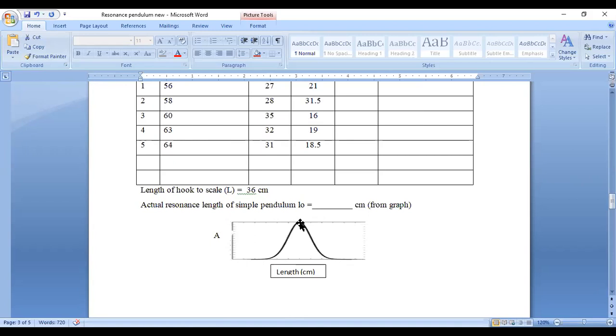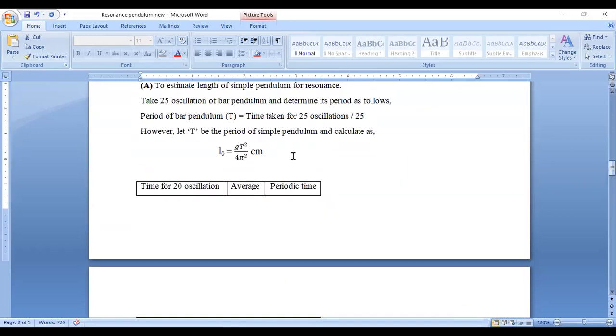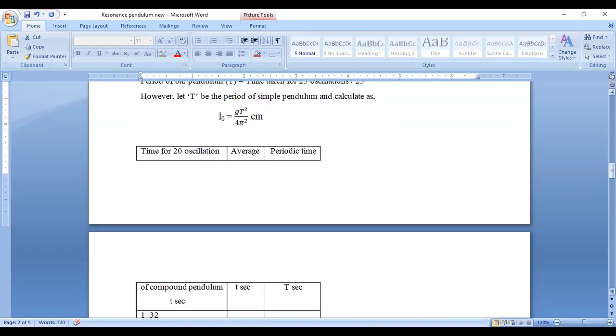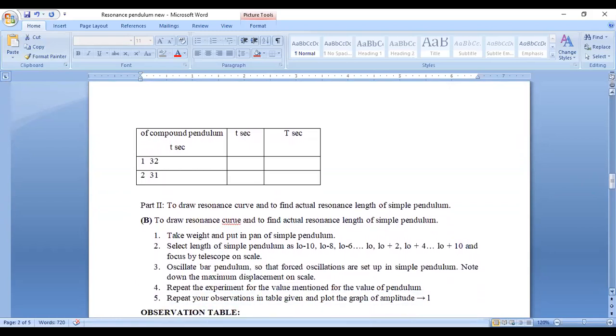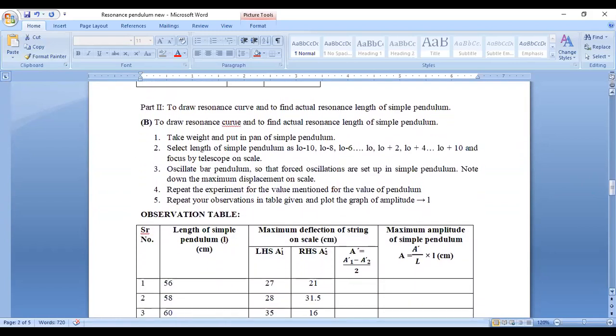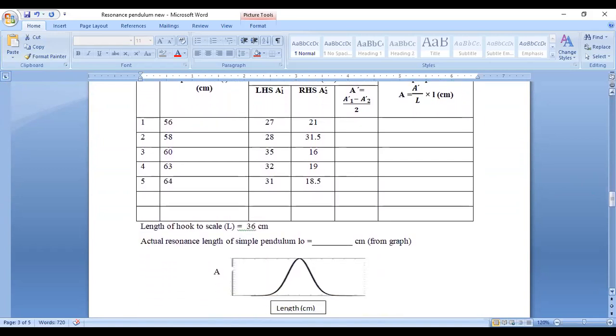And here, this is the length of the pendulum, which you can find out from the graph, and the length which you have calculated using the formula are of the same order. There should be a good agreement between the estimation of L0 which you have calculated and the value of L0 which you have obtained from the experimental observation. This is your observation, and once you use this observation and plot the graph, you will find the answer and you compare this L0.